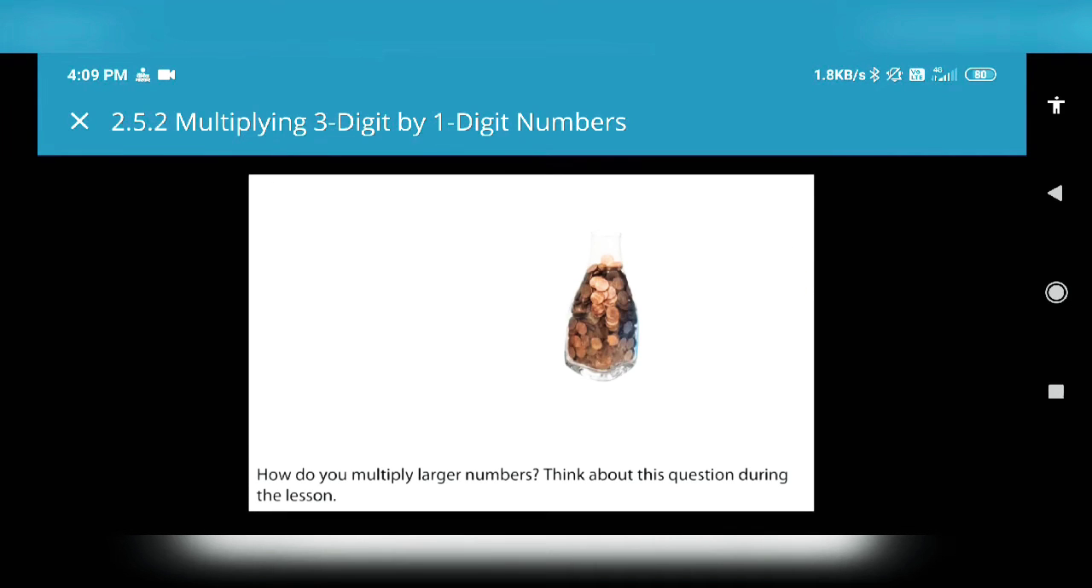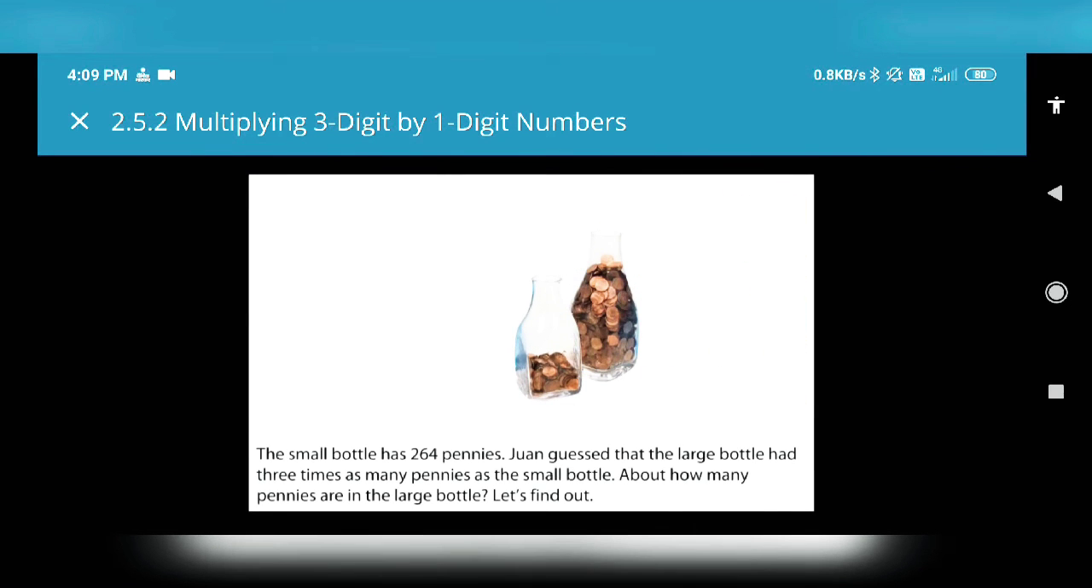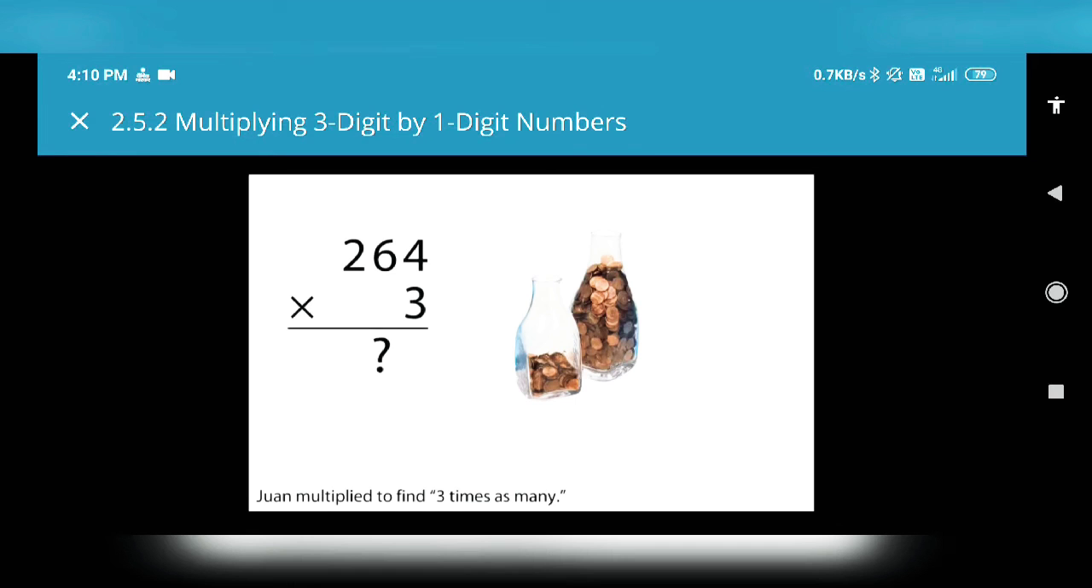How do you multiply larger numbers? Think about this question during the lesson. The small bottle has 264 pennies. Juan guessed that the large bottle had 3 times as many pennies as the small bottle. About how many pennies are in the large bottle? Let's find out. Juan multiplied to find 3 times as many. Why is it important to know the number of pennies in the small bottle? To calculate Juan's guess, you need to know both factors.